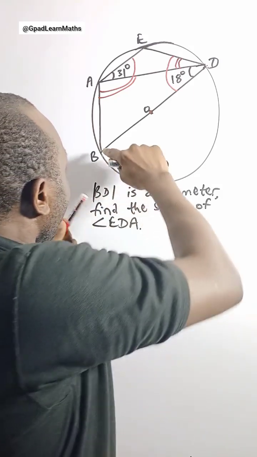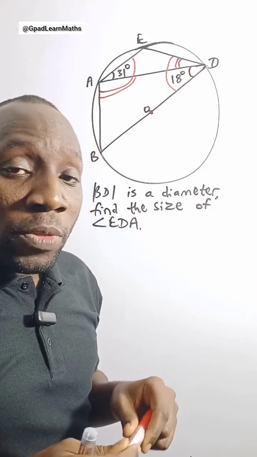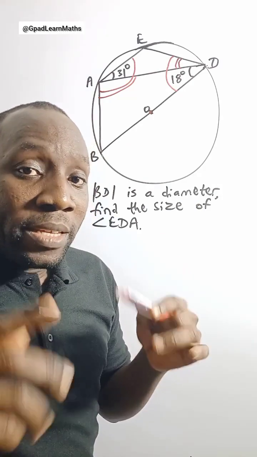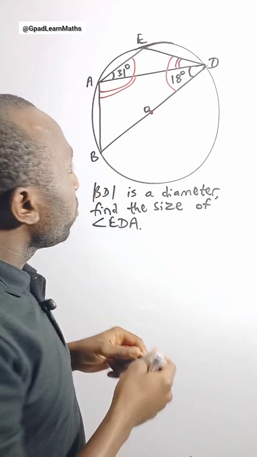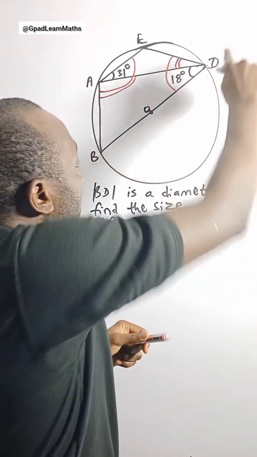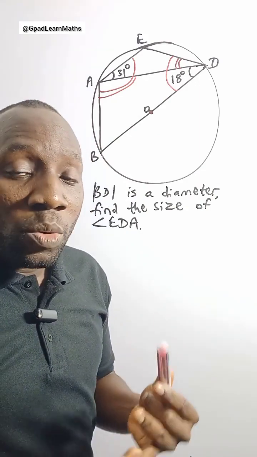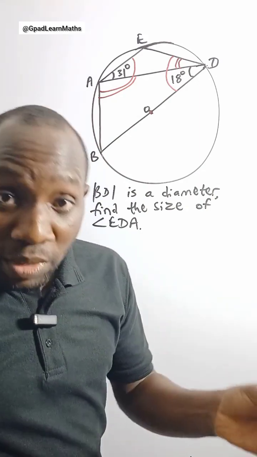Can you see, if this is a diameter, from one of the circle theorems, the angle in a semicircle is 90 degrees. How do you know this is a semicircle? Because we have a diameter. A diameter divides a circle into two semicircles.